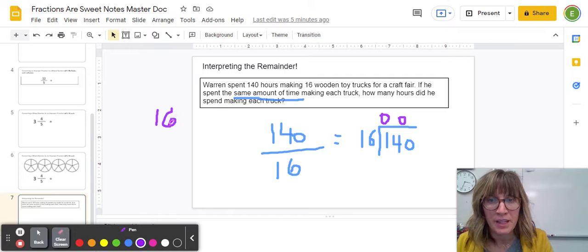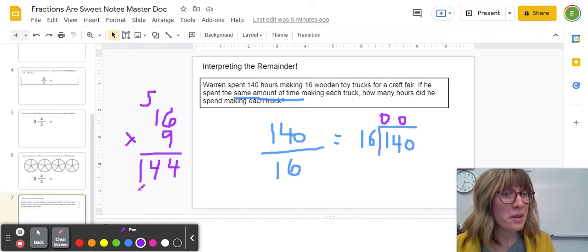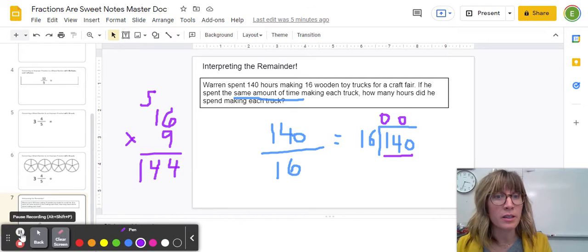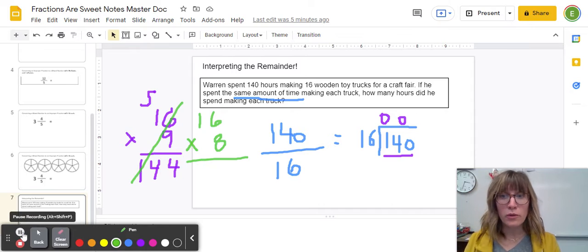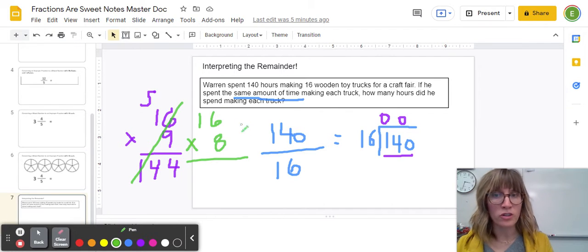So 16 times 9, if we speed ahead, here we get 144. Well, do we have 144 hours? No, we only have 140. So it's going to be lower than that. So we'll go ahead and try 8. So if we say, oof, 9 was too much, let's try 8.